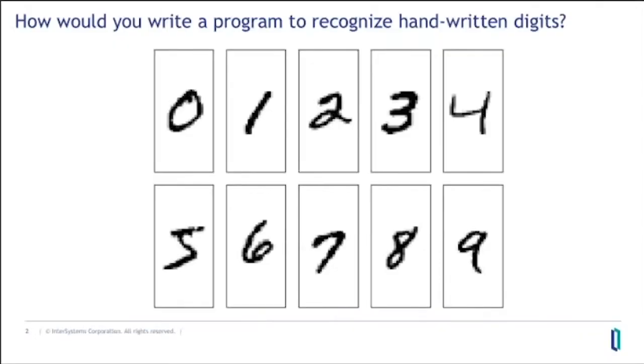So that's the example. Last time we went through the flowers example, the iris flowers. This time it's handwritten digits. That'll be our data set that we use for this session.